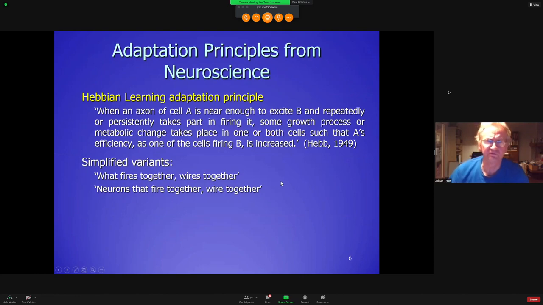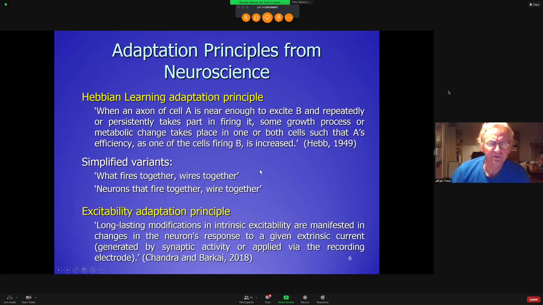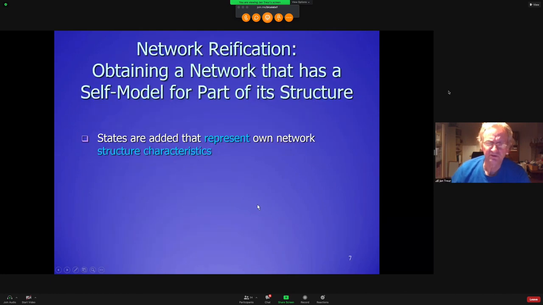And one example of the synaptic learning is, of course, the well-known Hebbian learning. We use also something of that in the architecture. But there is also another one, also referred to by this Chandra and Barkai paper, which is excitability adaptation, so that you can make the excitability of a neuron better or worse, or stronger or weaker. So that's also something that we will include in the architecture.